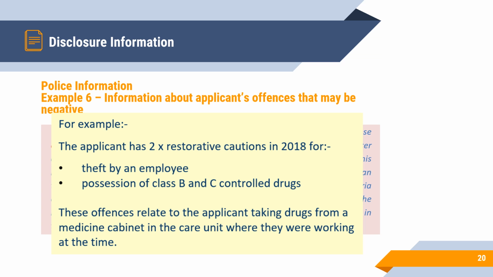This additional information paints a wholly different picture and might impact on the recruitment decision if, for example, the enhanced check was being sought as the applicant was seeking to work in a residential care home. Again, should police choose to disclose such information, they do so in the interests of safeguarding.